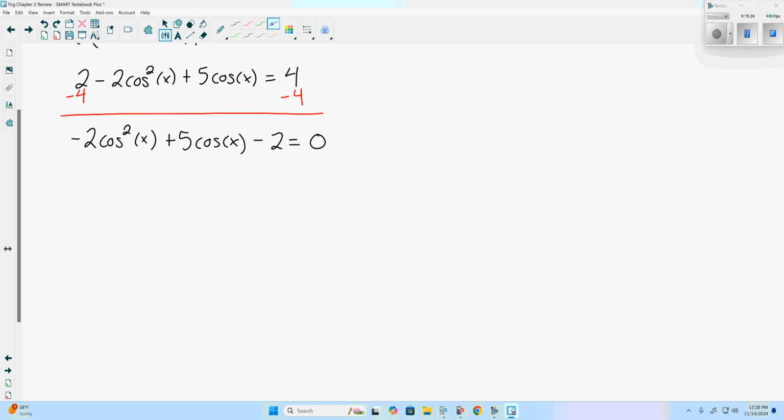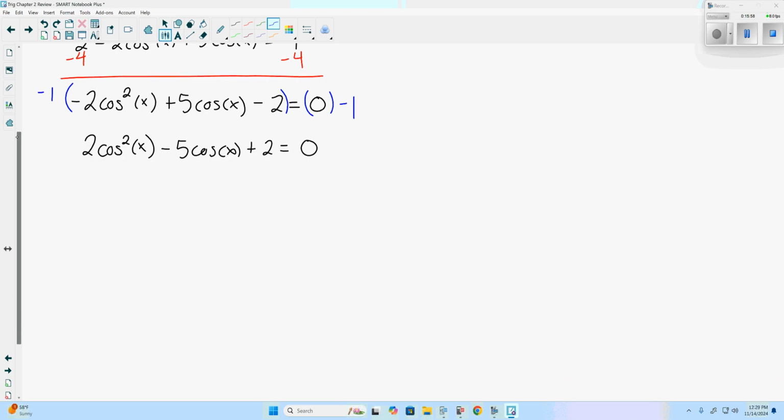But to help us factor this a little bit easier, we can multiply by -1 or divide by -1 to get this first term positive. Because when factoring, having that first term positive isn't necessarily a necessary step, but it does make things easier. It makes our cosine squared positive, makes our 5 cosine of x negative, and makes the 2 positive. And well, 0 times -1 is still just 0.